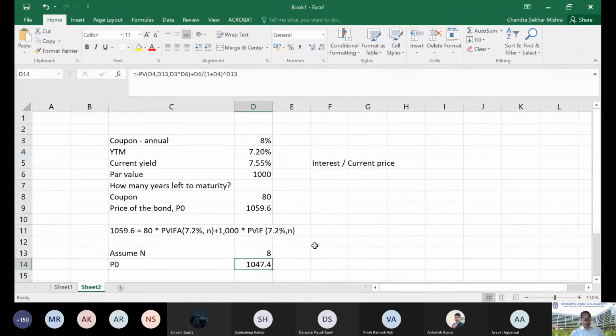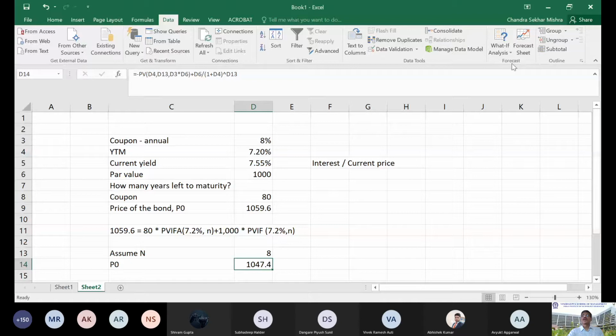Now how do I go about this? What is the exact N? Anyone can tell me how to do it in Excel? We discussed that in some class also. I think time value of money. How to solve this? Goal Seek. Okay, so what I do there, we go to Data, then What-If Analysis, then Goal Seek. There we set D4 equal to how much?